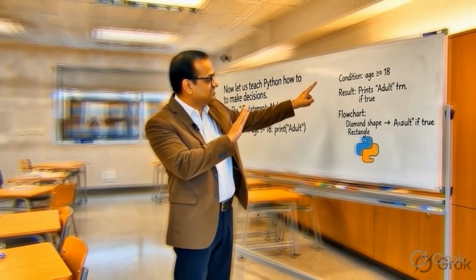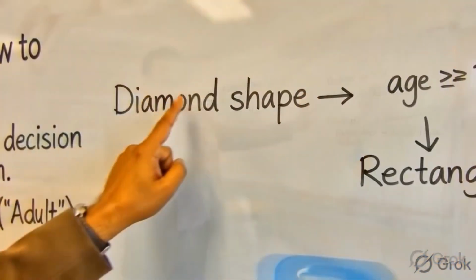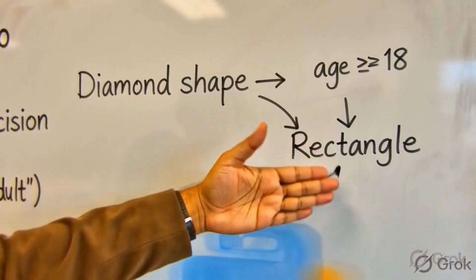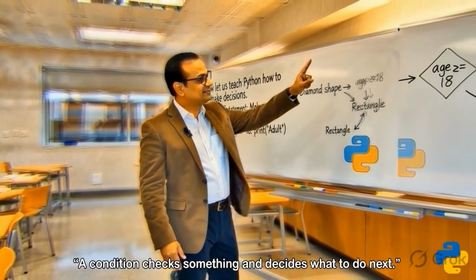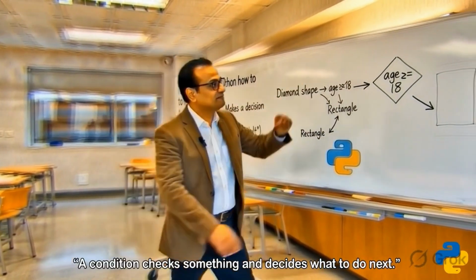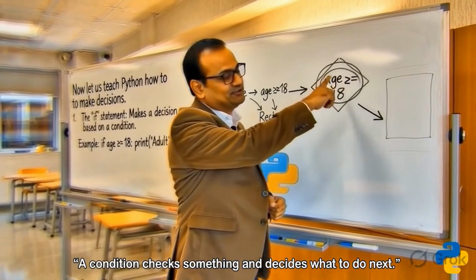Now let us teach Python how to make decisions. The if statement makes a decision based on a condition. For example, if age is greater than or equal to 18, it prints adult. This flowchart illustrates the logic. A condition checks something and decides what to do next.